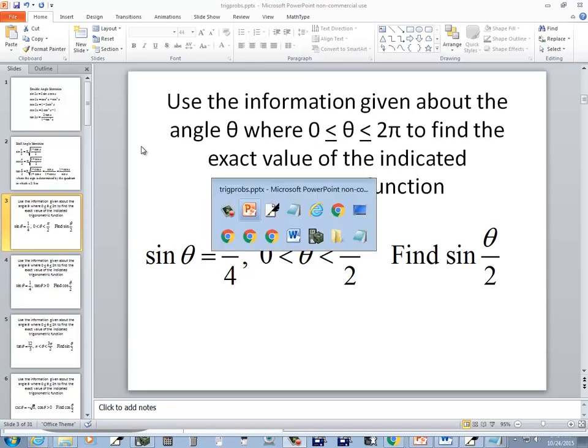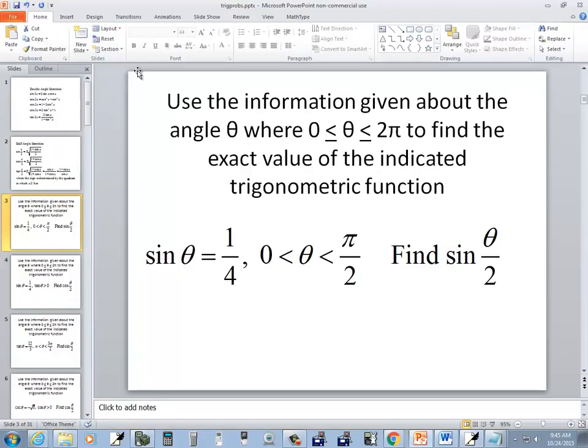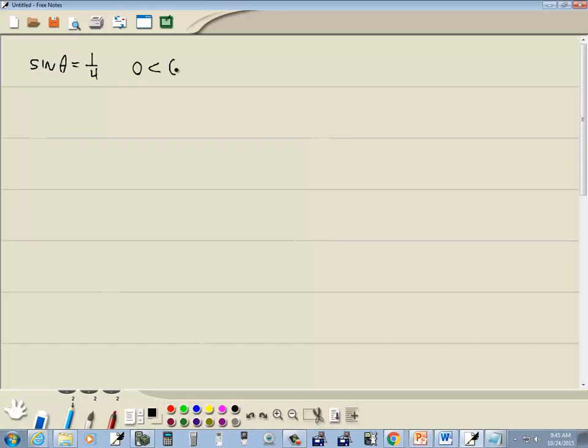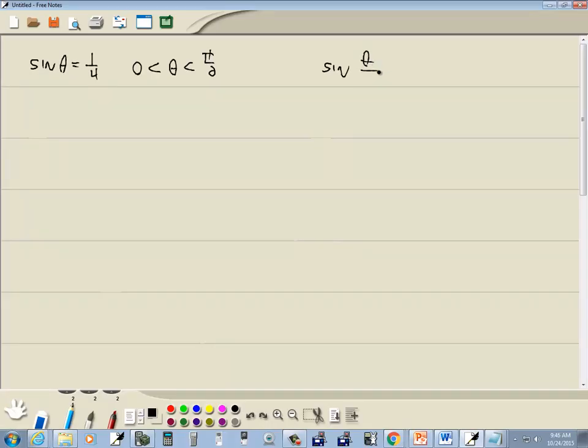Let's take a look at this problem. We've got sine theta is equal to 1/4, and theta is between 0 and pi/2, and we want to find sine of theta divided by 2.